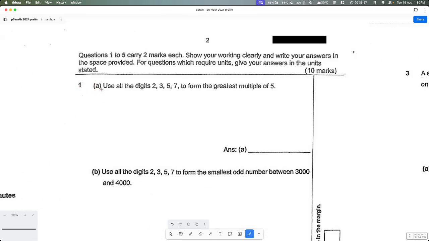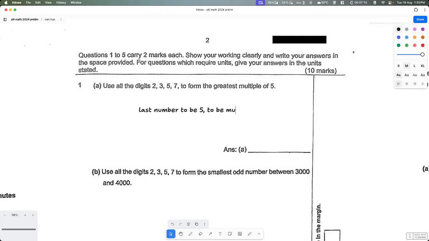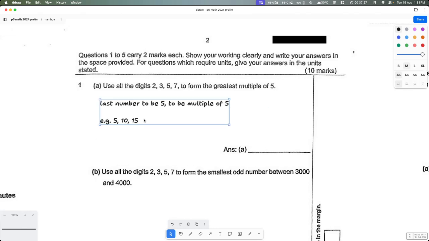Question 1, Part A. Use all the digits 2, 3, 5, 7 to form the greatest multiple of 5. Over here, we need to have the last digit to be 5, right? To be a multiple of 5, for example, you have 5, 10, 15. So since we have 4 numbers, 2, 3, 7 and 5.